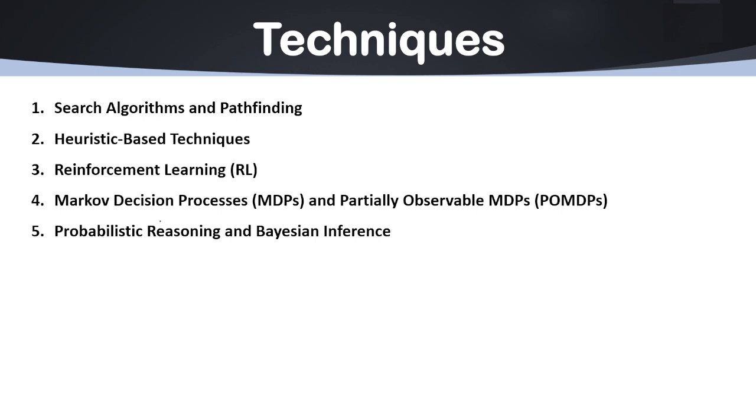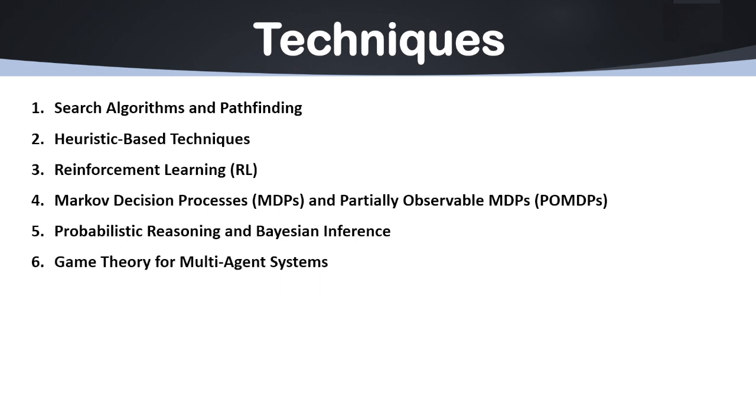Next point we have is probabilistic reasoning and Bayesian inference. The first technique under this is Bayesian networks. These are graphical models that represent dependencies among various variables, and these networks allow agents to update their beliefs and make decisions based on probabilistic evidence. So this is the basic definition that is important. Another technique is the hidden Markov model. All right, the hidden Markov model that we have discussed earlier.